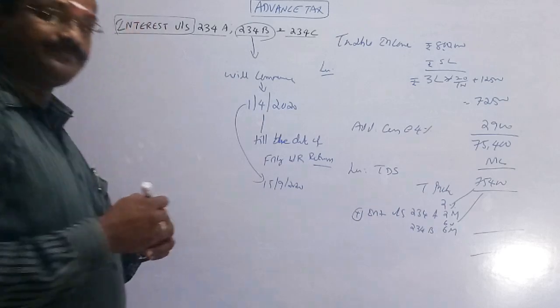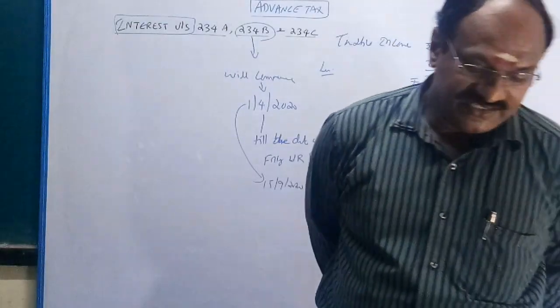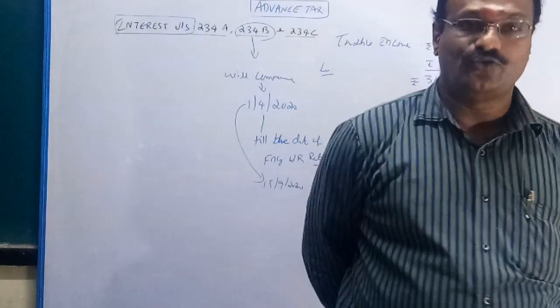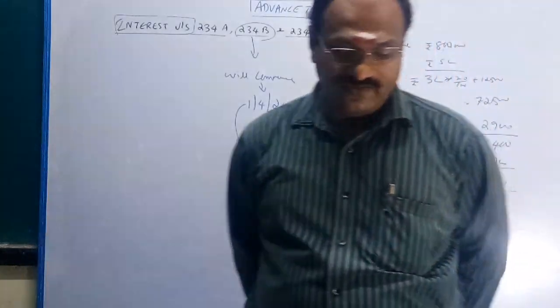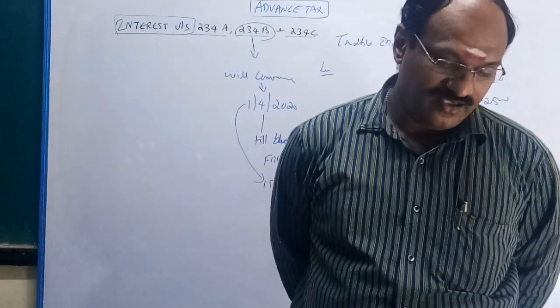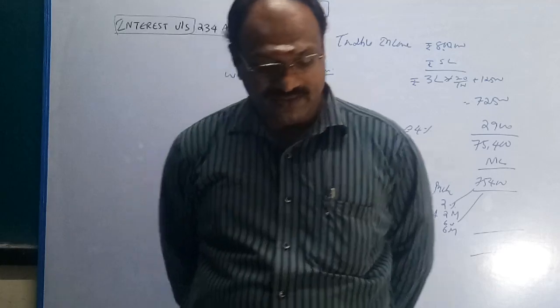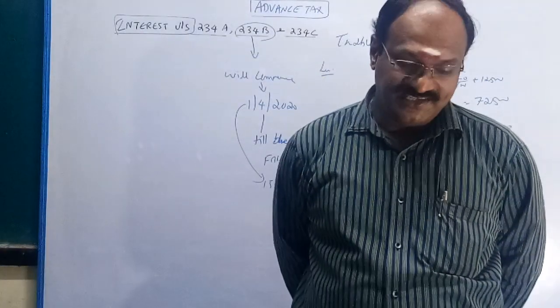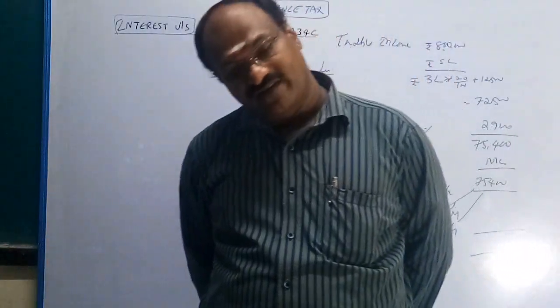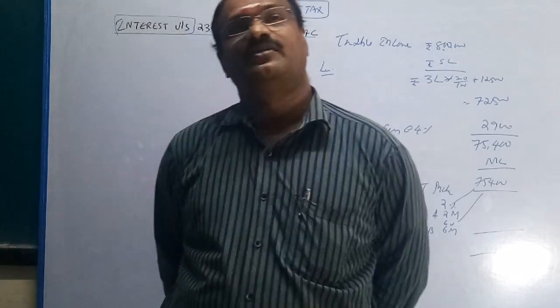Any doubt? Once again repeat. 234B interest is charged when there is failure to pay advance tax, or advance tax paid is less than 90% of assessed tax. Rate of interest is 1% per month or part of the month on the tax due, commencing from 1st April of the relevant assessment year and ending when the entire tax is paid. Okay.